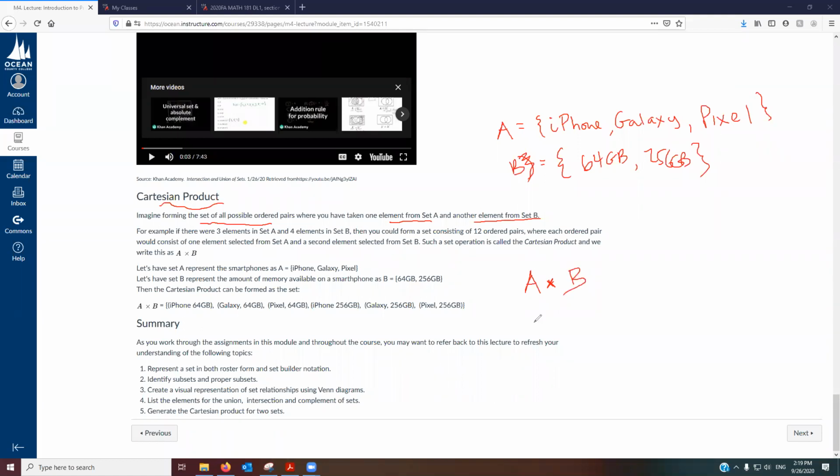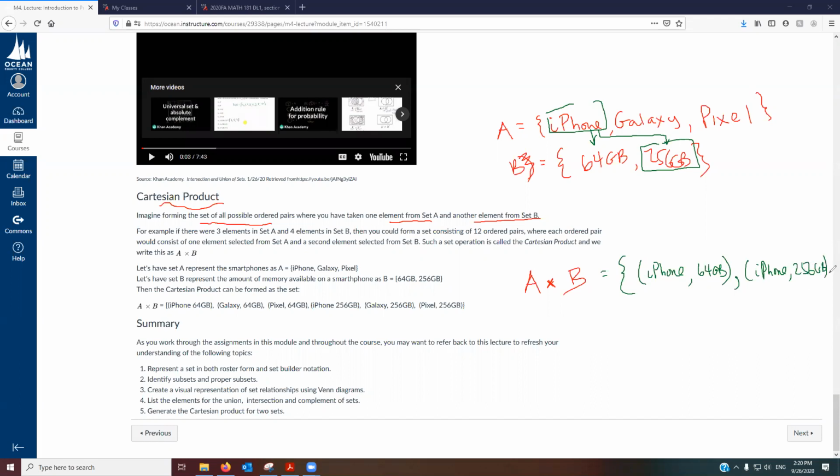So what is the Cartesian product asking you to do? Well, it's asking you to take each element in set A and match it up with each element in set B. And we're going to form a set like that. So this set is going to be ordered pairs. So I'm going to take iPhone and match it up with 64 gig. That's one ordered pair. Here it is, iPhone, comma, 64 gigabytes. Okay. Then I'm going to take iPhone and match it up with the other element in set B, which is 256. So that's another element, iPhone 256.